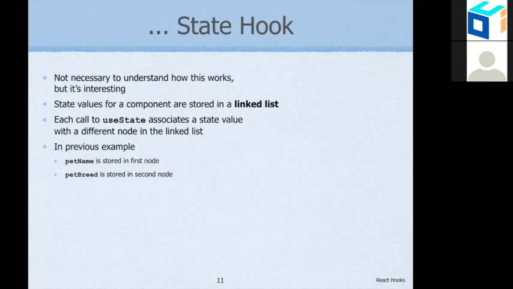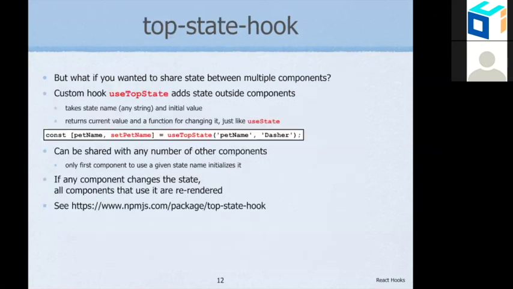You don't have to really understand how this is working under the covers, but it's kind of interesting. What is happening is that all the state values for a component get stored in a linked list. So in my example earlier, pet name is the piece of state that's in the first node of the linked list, and pet breed is in the second node of that linked list.